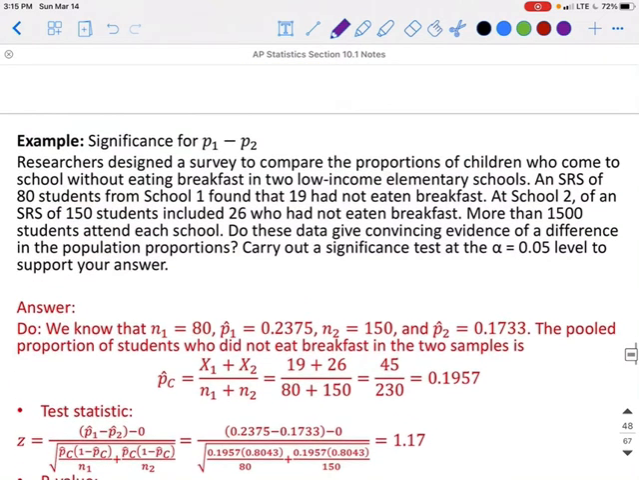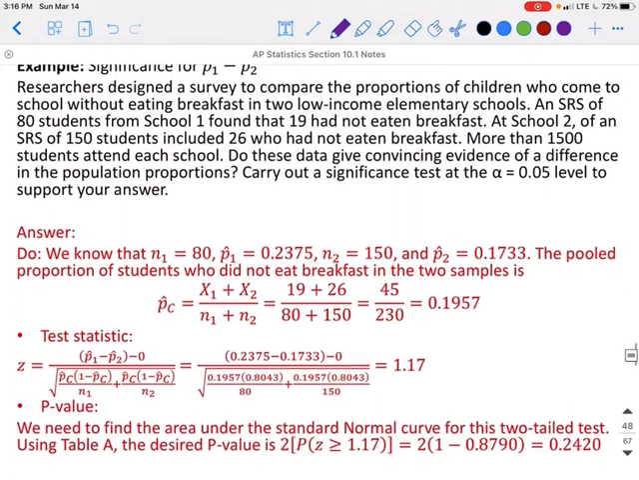Now let's find that test statistic. Our z value is going to be p hat 1 minus p hat 2 minus the hypothesis, which was 0, all over the standard deviation for the pooled data. So we're going to do 0.2375 minus 0.1733 minus 0, all over the square root of the probability of success for the combined times the probability of failure all over the sample size for 1, plus probability of success times probability of failure all over the sample size for population 2. And that's going to give us a z-value of 1.74.